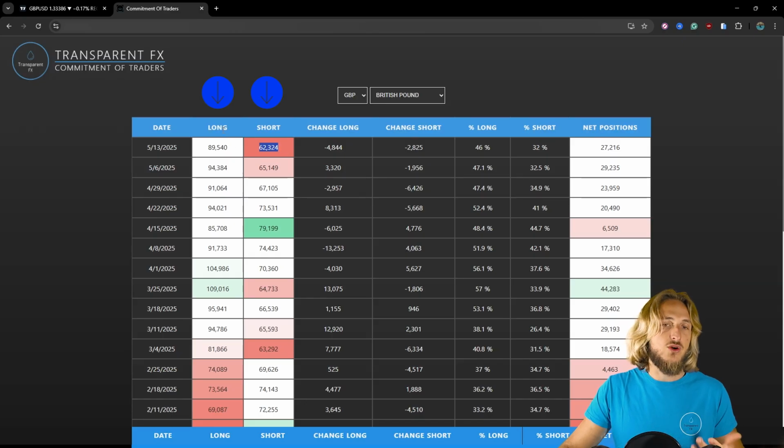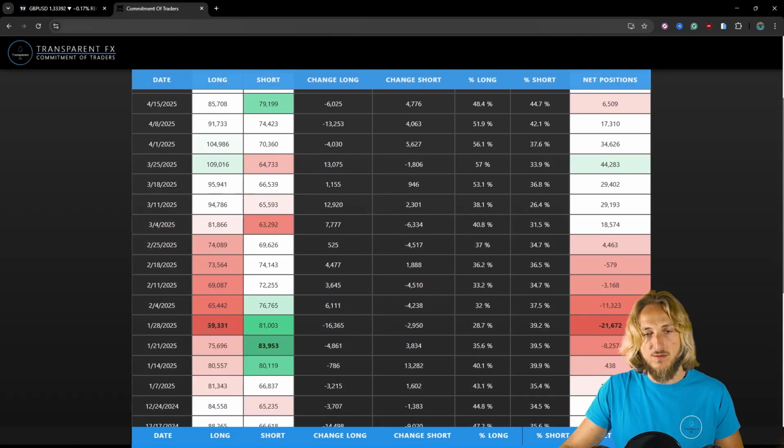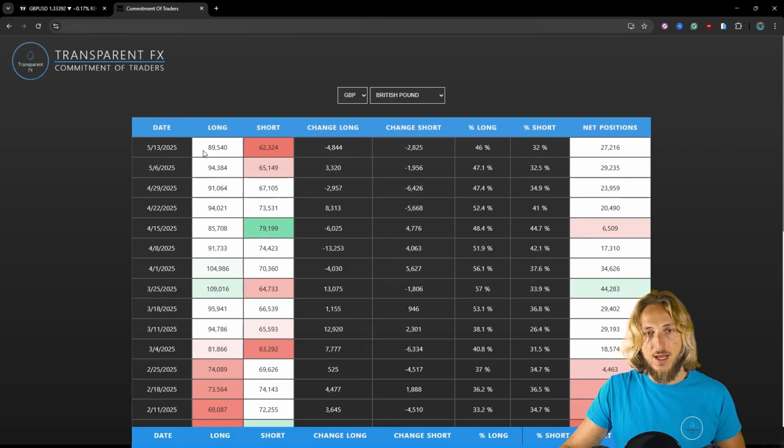And if we look at the very long-term longs have been increased. We went from 59k all the way up to 89k. In the very short term, we do see a decrease also of longs.